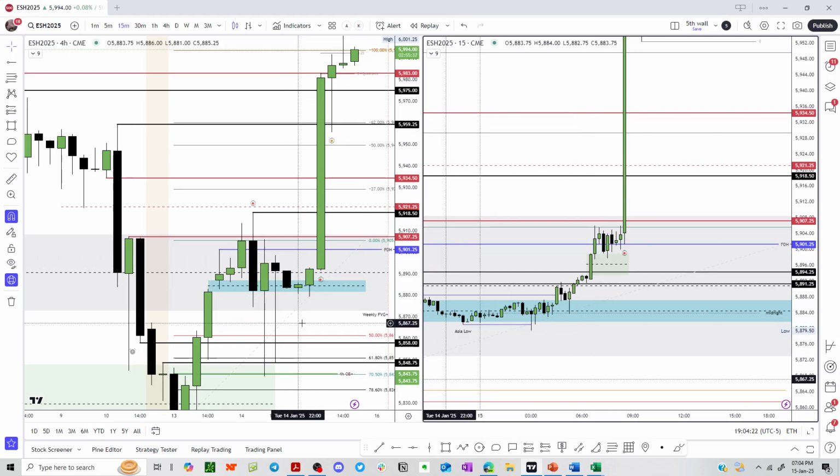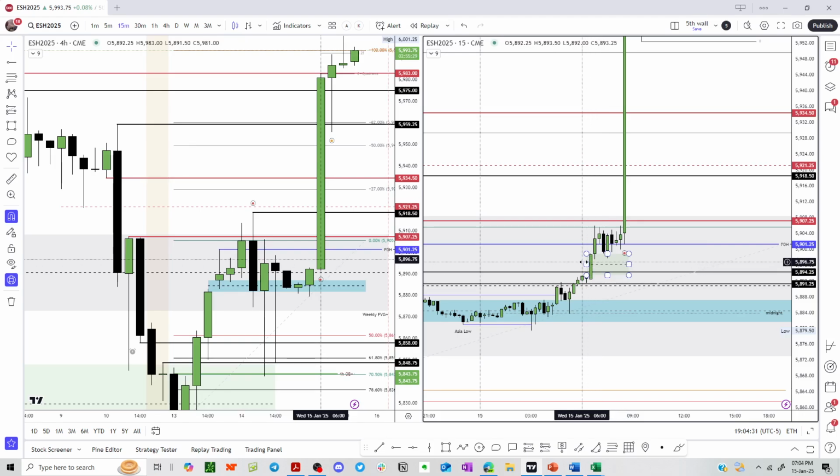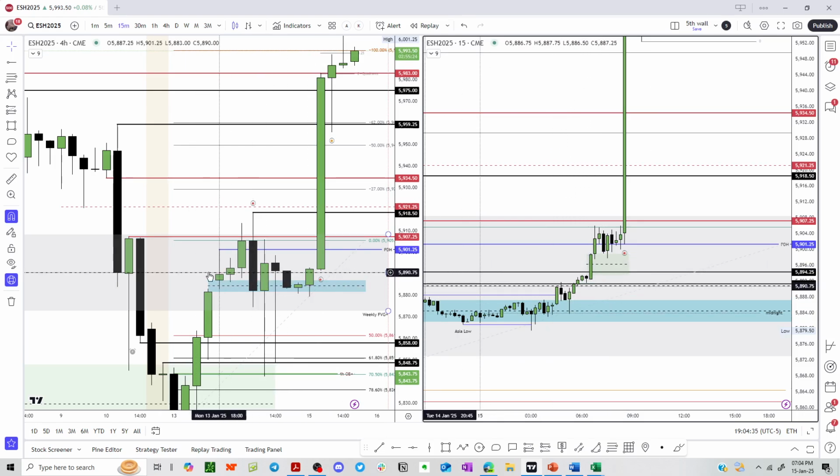We have a trend continuation. We have a trend failure to some degree, the pullback, right? The manipulation. We have support, resistance turned support, which is the CE, the consequent encroachment of this weekly fair value gap. And we have, again, the previous day's high resistance.